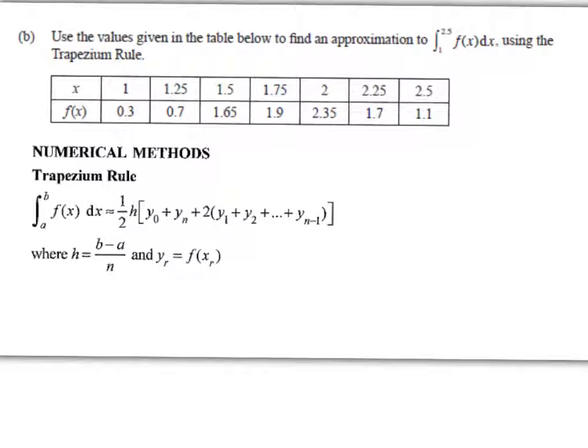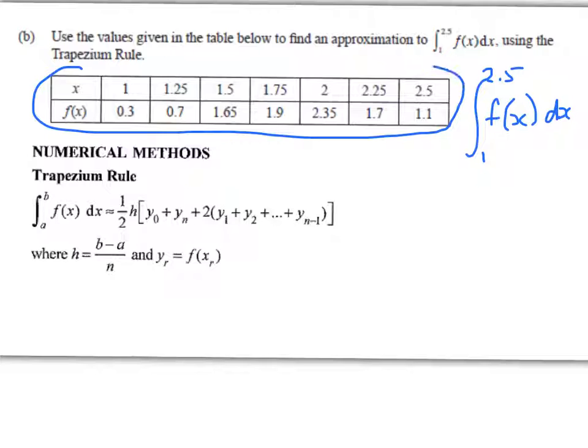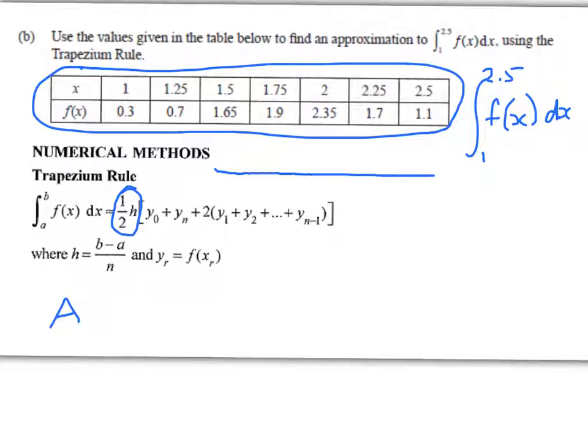Alright, use the values in the table below to find an approximation to the integral from 1 to 2.5 of some function. And we're going to do the trapezium rule, and we've been given this table of values. Now I've stuck in for you what you get in the formula sheet, which is the trapezium rule. So things that we need to have are, we need to know what our h is, which is the width of my intervals along here. So in this case, the jump from one to the next is 0.25. So we're going to have h 0.25.